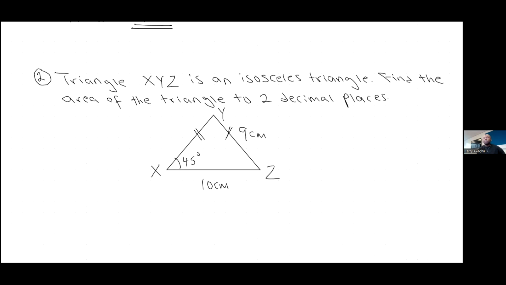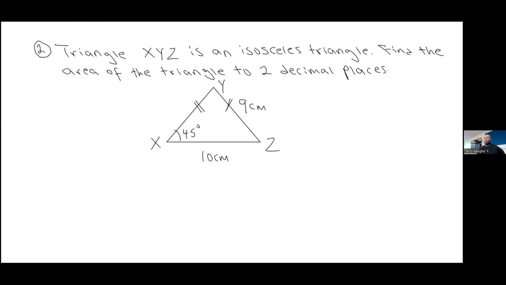So step 1, we need to identify the sides and the angle. But before we do that, because it's an isosceles triangle, this angle as well is going to be 45 degrees, and this side as well is also going to be 9 centimeter, because the two sides and the two associated angles are equal. All right, so now we can easily finish this up.